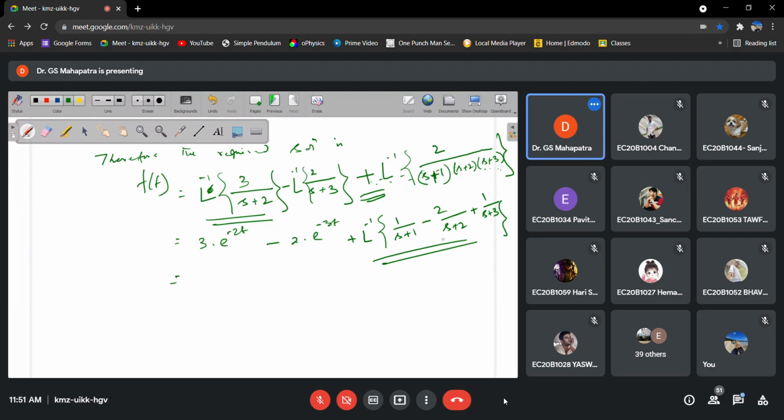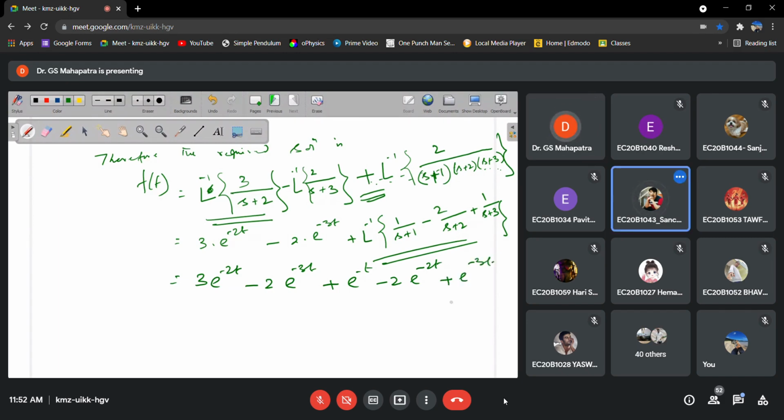Good. Okay. So now 3 e to the power minus 2t minus 2 into e to the power minus 3t plus 1 by 1 plus s. What is the answer? e power minus t, minus 2 into e power minus 2t. Okay, next. Plus e power minus 3t. Yes. Okay, for t greater than or equal to 0.